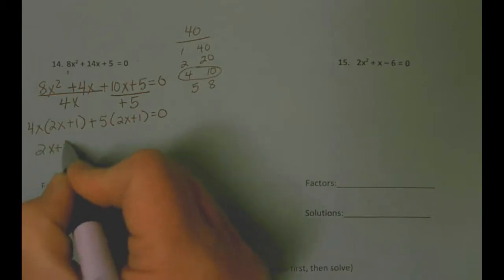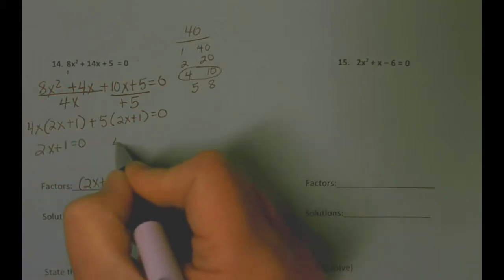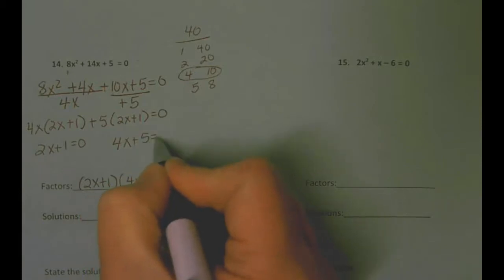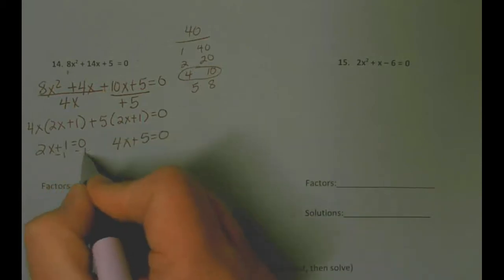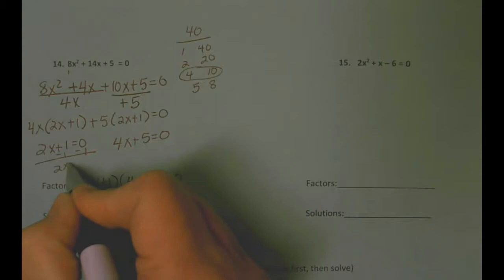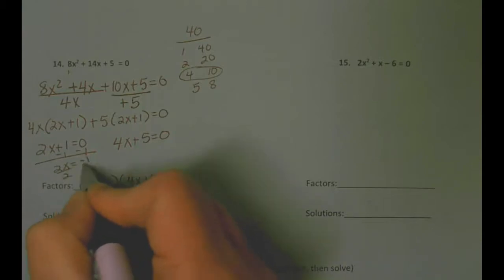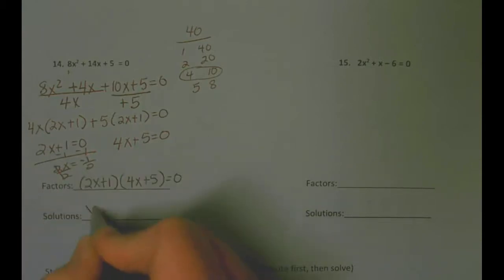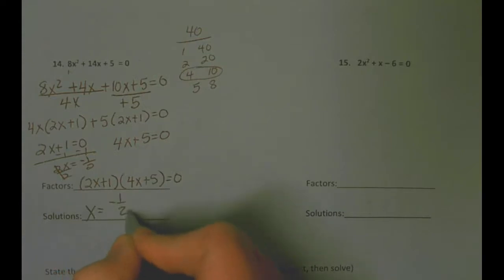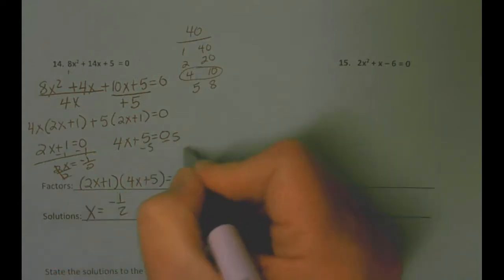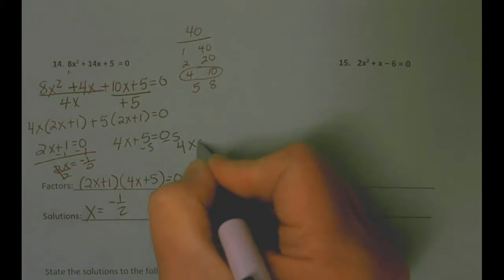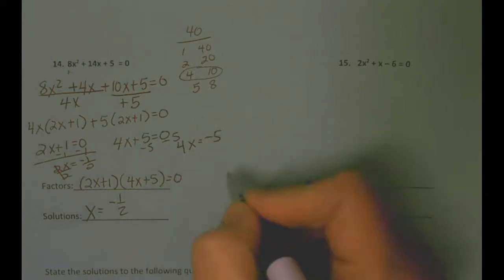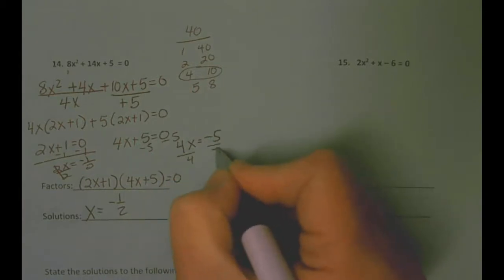2x plus 1 equals 0, or 4x plus 5 equals 0. Subtract 1, divide by 2. Subtract 5, running short on room here, divide by 4.